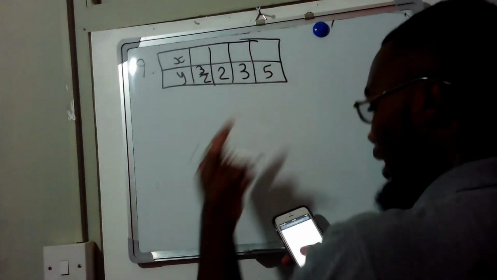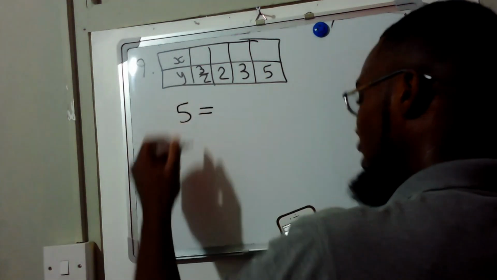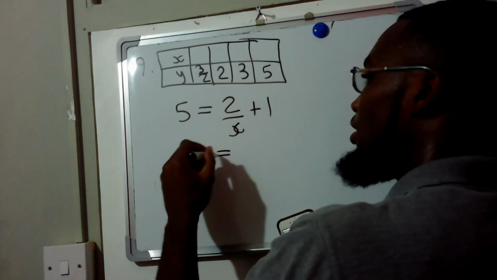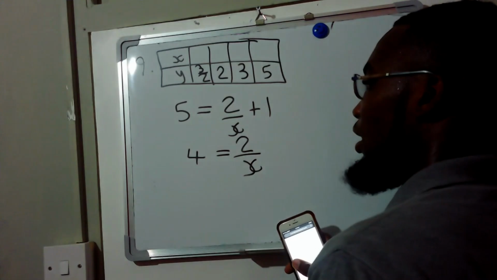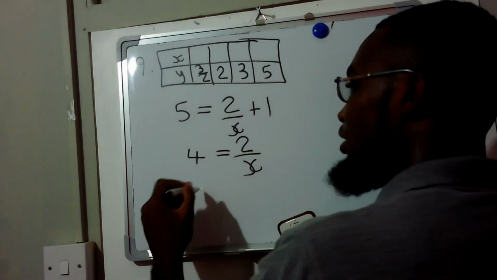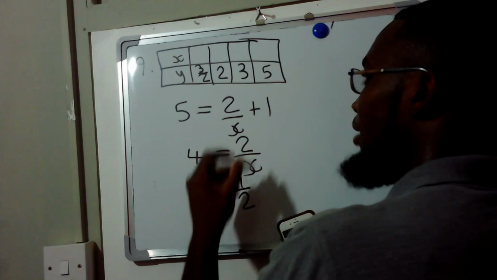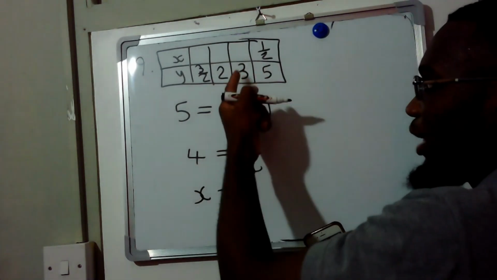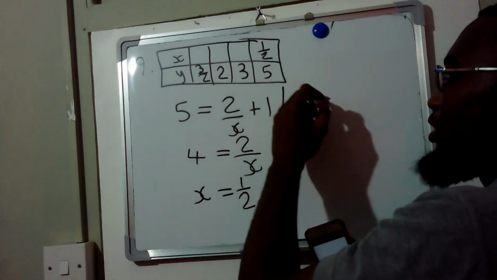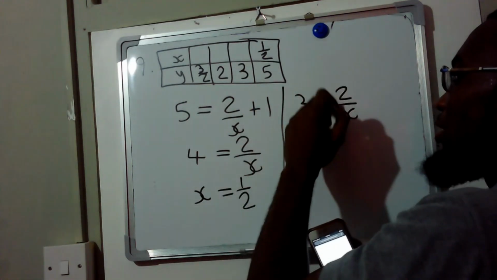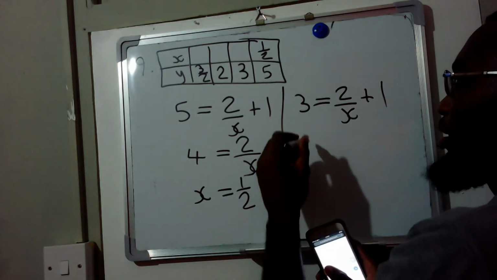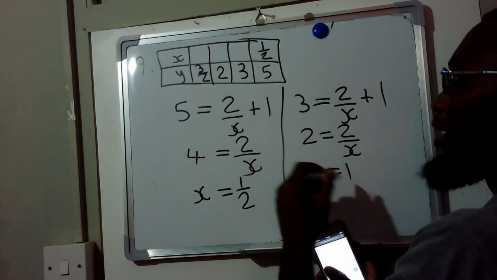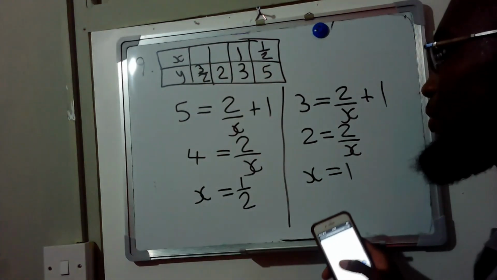So when y is 5, set 5 equal to 2 over x plus 1. That would mean that 4 is equal to 2 over x, and that would mean that x is equal to a half. So when y is 5, the x value is a half. Let's say when y is 3. You would have 2 over x plus 1 equal 3. That would mean 2 equals 2 over x, so x equals 1. So x equals 1 goes there.